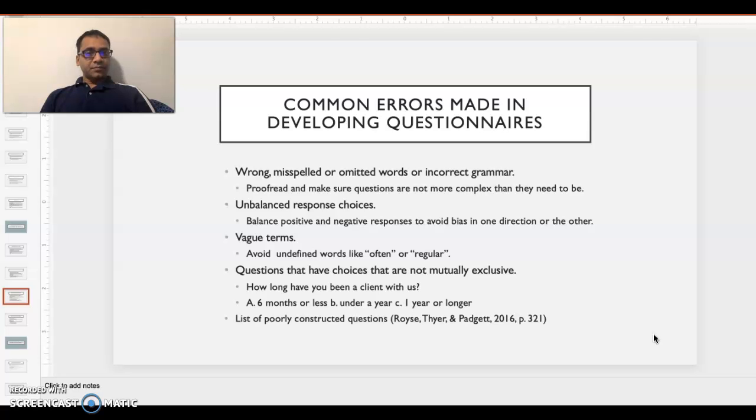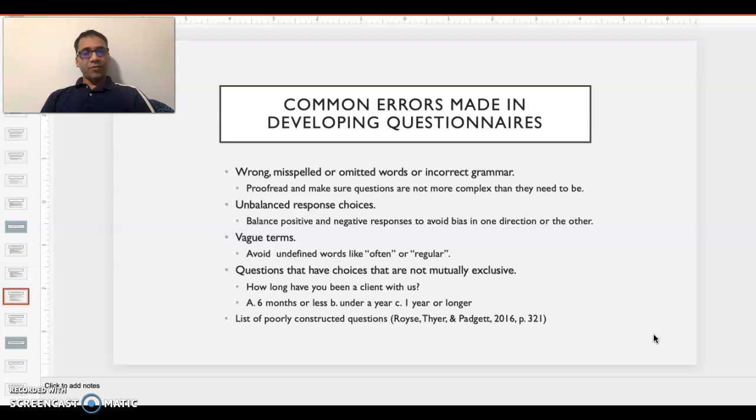So it should be balanced: balance positive and negative responses, and avoid bias in one direction or another. There may be vague terms, so we need to avoid undefined words like often or regular. Sometimes the questions have choices that are not mutually exclusive.